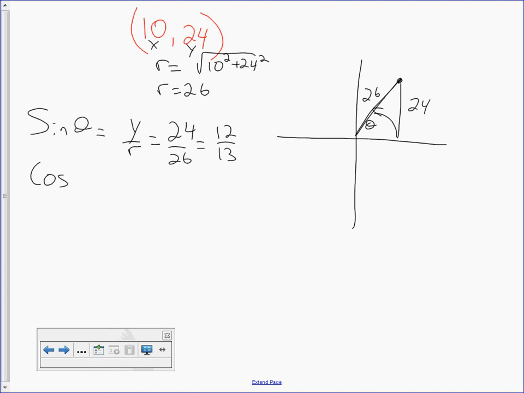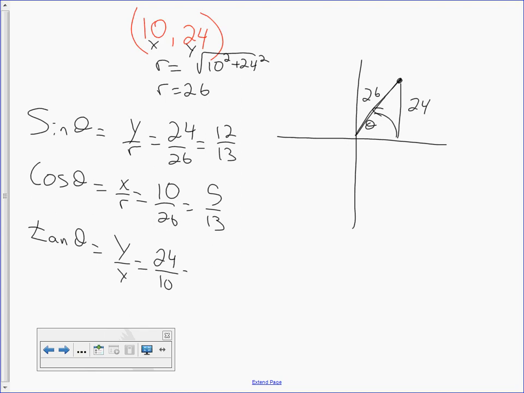So cosine of theta is x over r, 10 over 26, otherwise known as 5 over 13. And then tangent is 24 over 10. Do you want to have the same denominator for all of them? Well, you should have the same denominator for sine and cosine, because that's the same r value. And then you always just simplify your fractions.